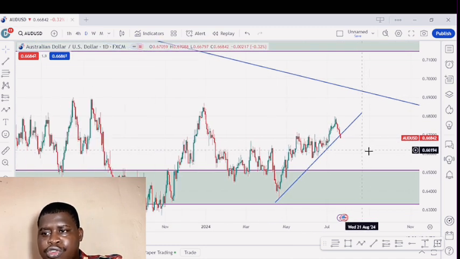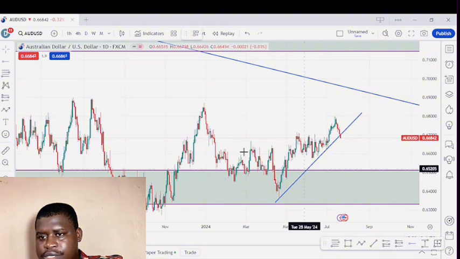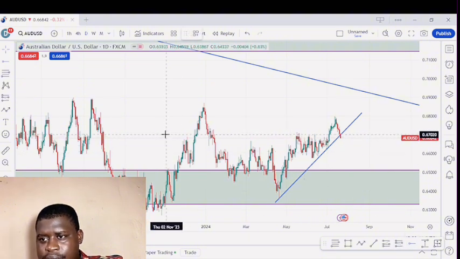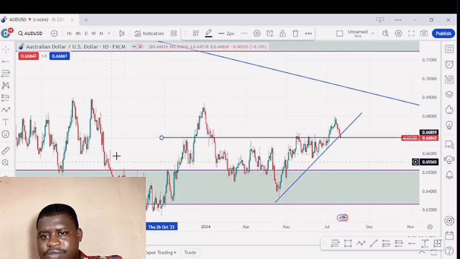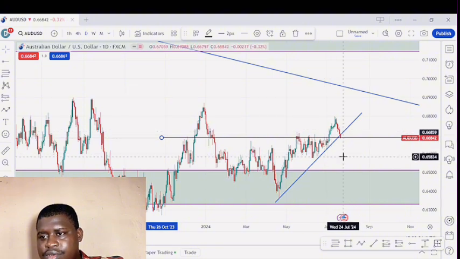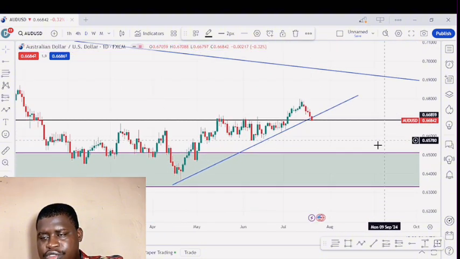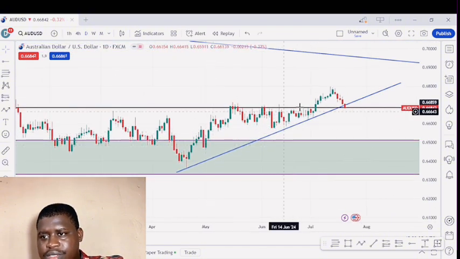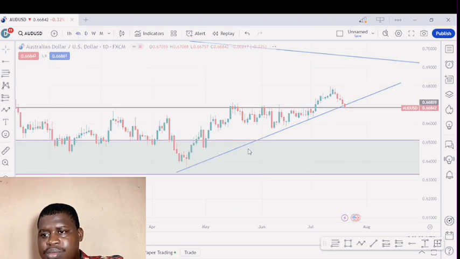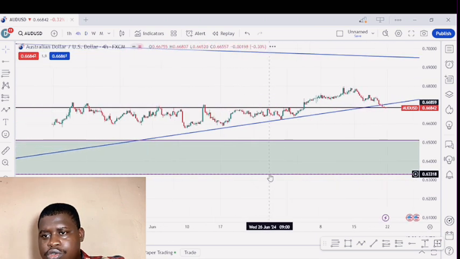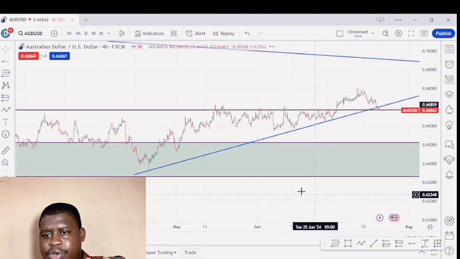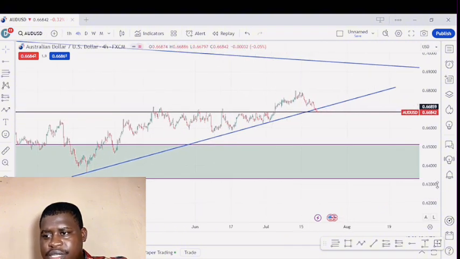Now let me draw out this minor resistance level. There is a minor resistance level which is a very strong level. Let me zoom in. It's a very strong level. So let me scale down to the 4 hour time frame just to show you the possible scenario that might happen in these charts.